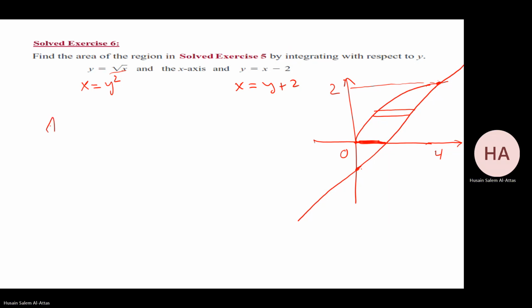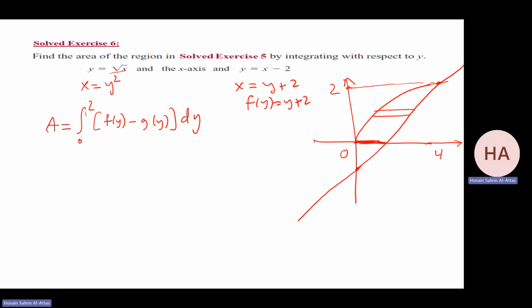So now the area will be what? It will be from the y values from 0 to 2. The one to the right is the line in terms of x. So I have f of y minus g of y, dy. I call this f of y, and I call this g of y. I wrote everything in terms of y, so that will make it easier for me. I have only one area, no need to split it into two parts.